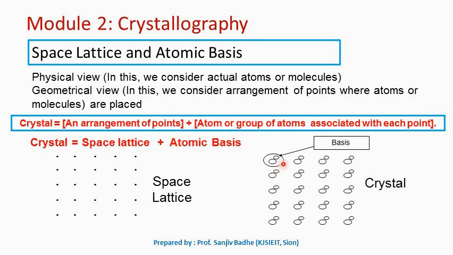This atomic basis can be monoatomic, it can be diatomic, or it can be triatomic also. So in short, we can write this simple equation: a crystal is equal to space lattice plus atomic basis. That means a crystal is an arrangement of points plus an atom or group of atoms associated with each point.